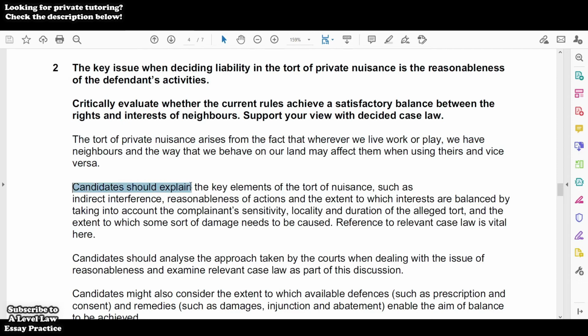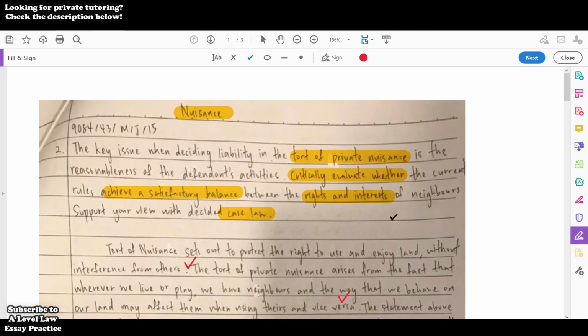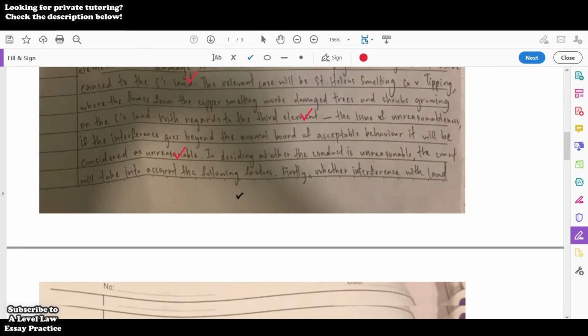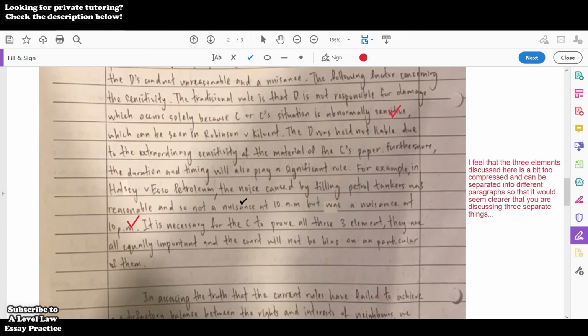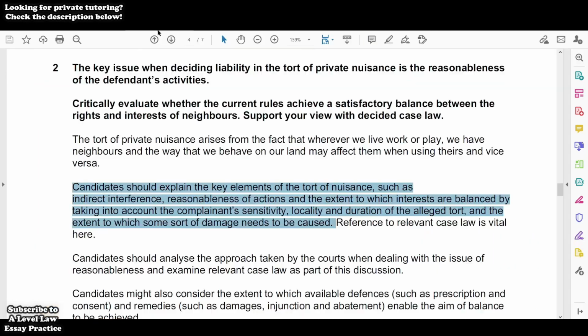Next one. Candidates should explain the key elements of the tort of nuisance, such as indirect interference, reasonableness of action, and the extent to which the interests are balanced by taking into account the complaints of sensitivity, locality, duration of the alleged tort, and the extent to which damage needs to be caused. The student did mention all these things definitely. The first paragraph which I saw just now should actually be separated into at least 3 paragraphs, but it's all there, so it's fine.